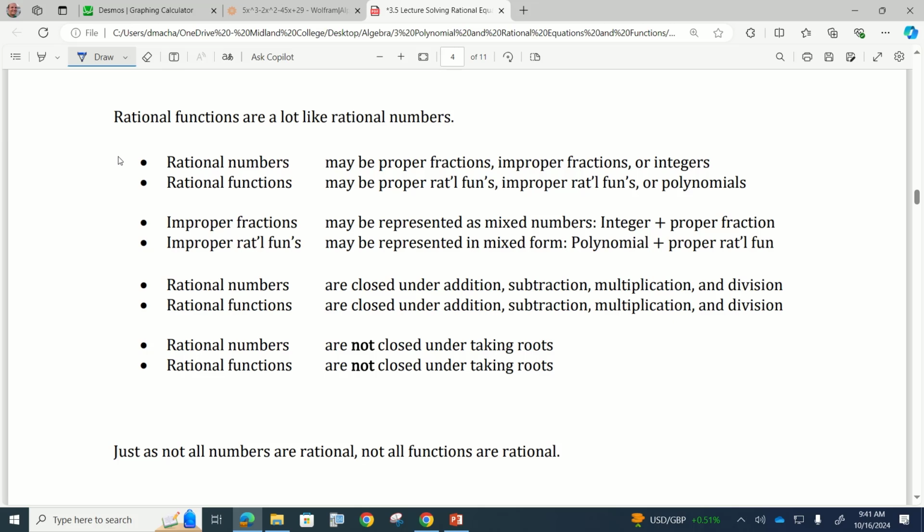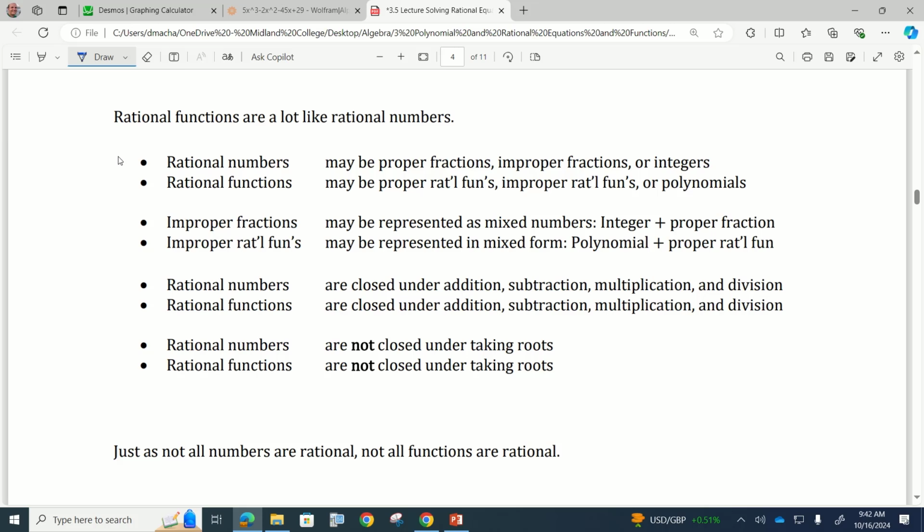Rational functions are a lot like rational numbers, in that you might have a proper fraction, an improper fraction, or an integer, if you're talking about rational numbers. But about rational functions, you might have a proper rational function, an improper rational function. And like I said a minute ago, polynomials are actually a subset of the rational functions.